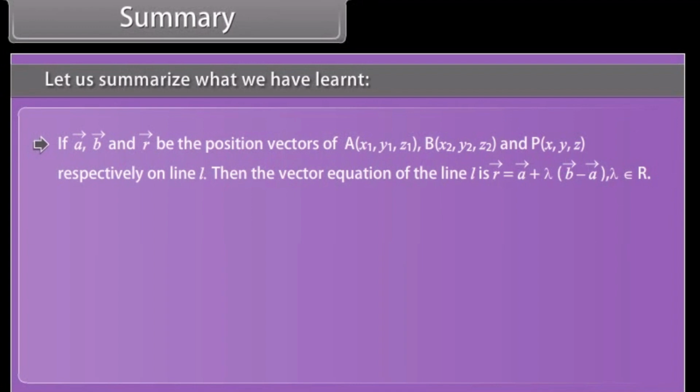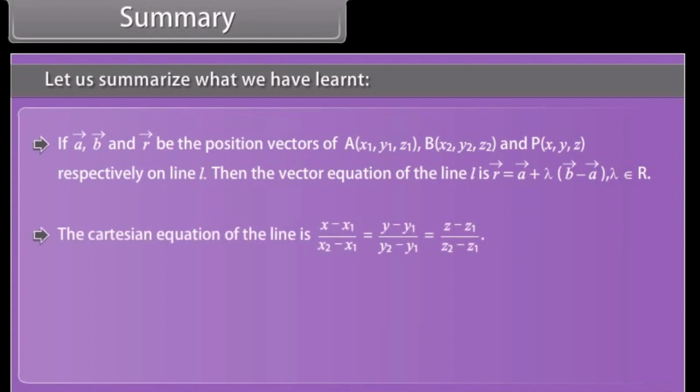if vectors A, B, and R are the position vectors of A (x1, y1, z1), B (x2, y2, z2), and P (x, y, z) respectively on line L, then the vector equation of the line is vector R equals vector A plus lambda times vector B minus vector A, where lambda belongs to the real numbers. The Cartesian equation of the line is x minus x1 by x2 minus x1 equals y minus y1 by y2 minus y1 equals z minus z1 by z2 minus z1.